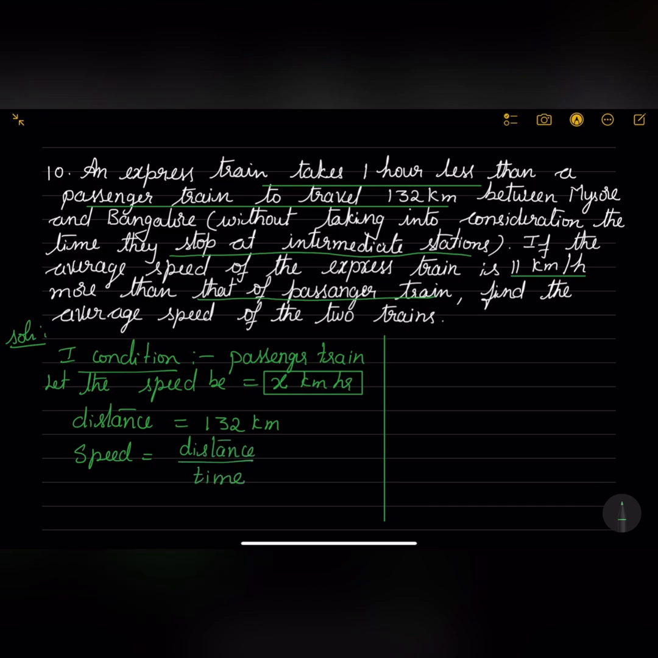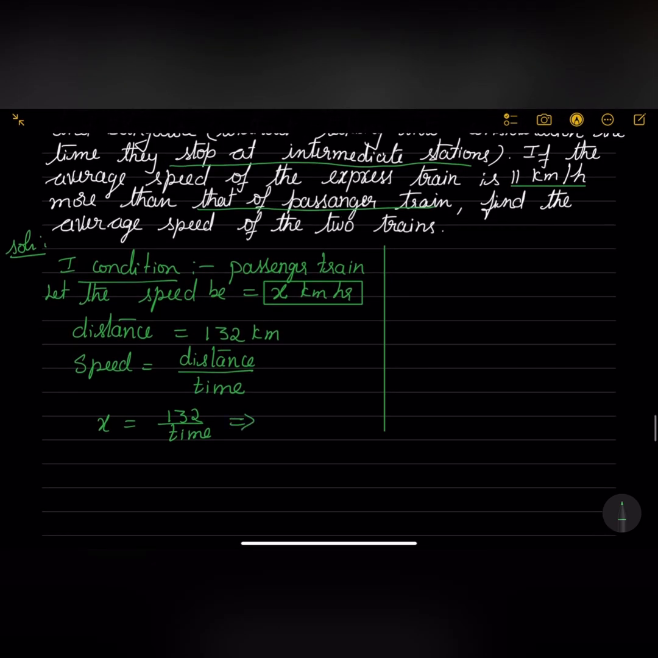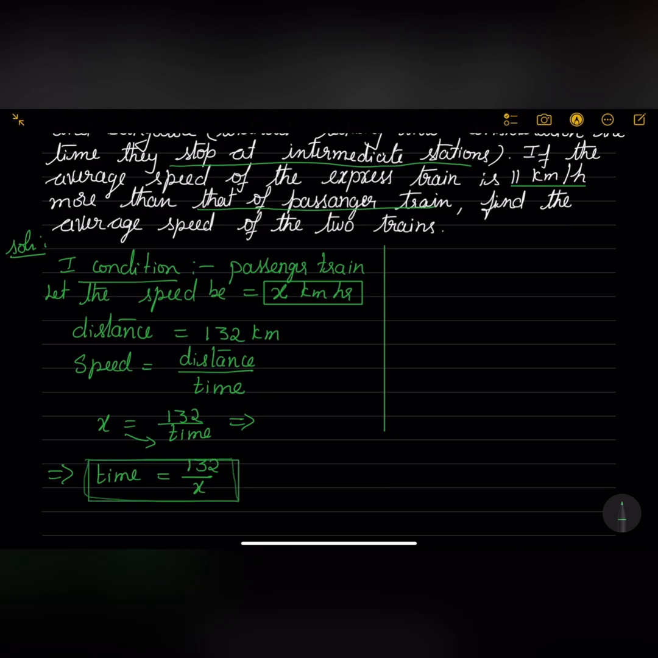Let us substitute. So speed is x, distance is 132 and time is, let me take time itself. Therefore, what happens to the time? Okay, let me write down here. Time, cross multiplying it, that is equal to 132 by x. So this is what we get, 132 by x.